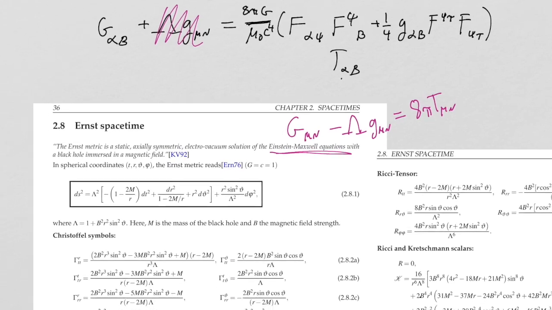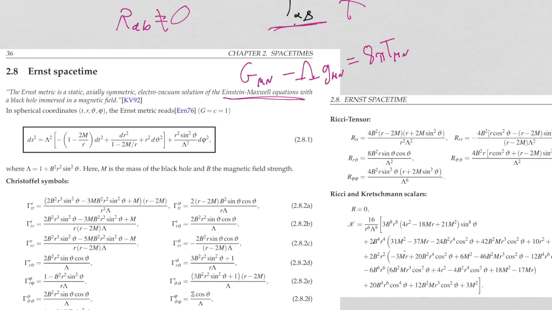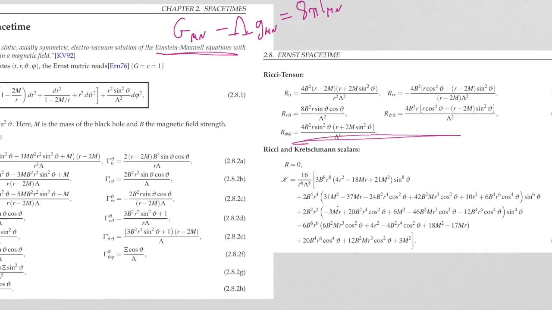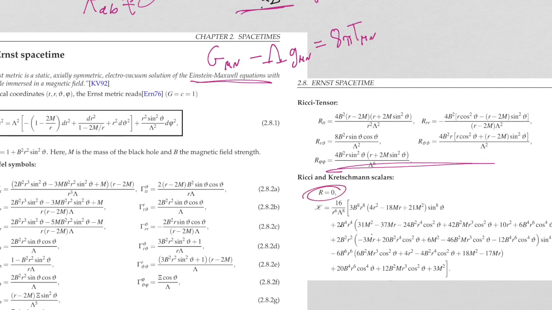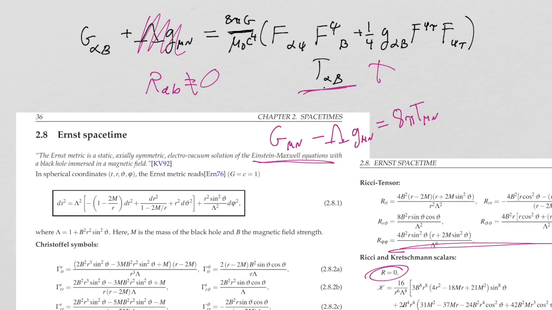But regardless, the point is T is not 0, ergo the Ricci tensor of this whole thing is not 0. And that's why, of course, you have a Ricci tensor. Now, it is interesting that it still works out, so you get R equals 0. I'm not going to dig into that, but this is an example where that's not the case.